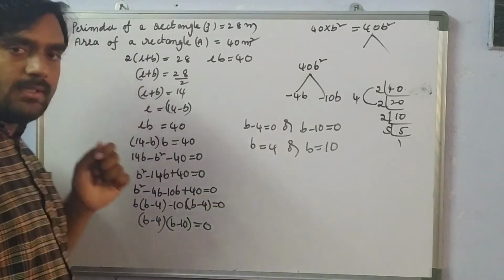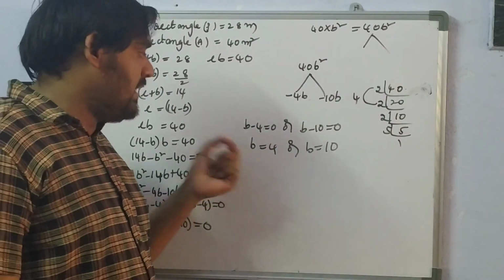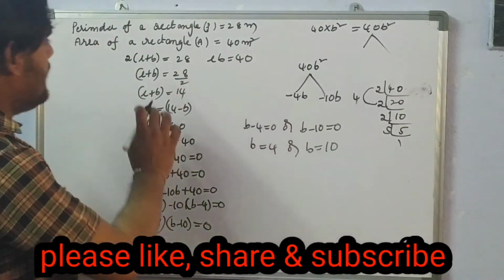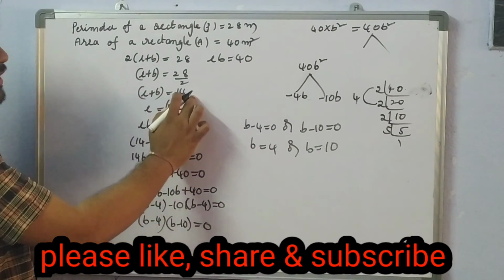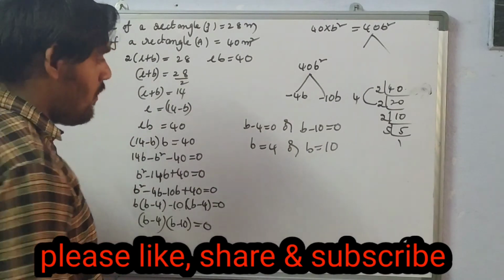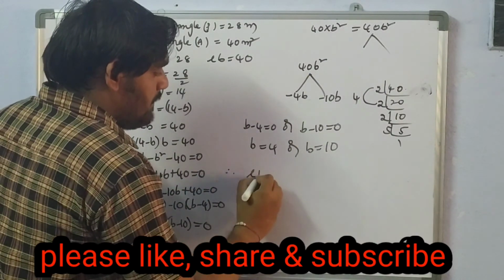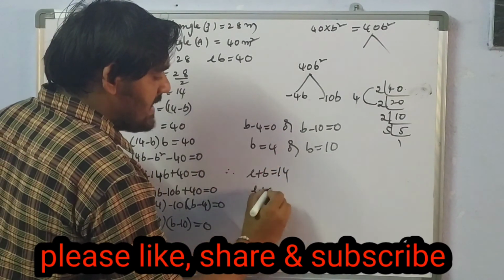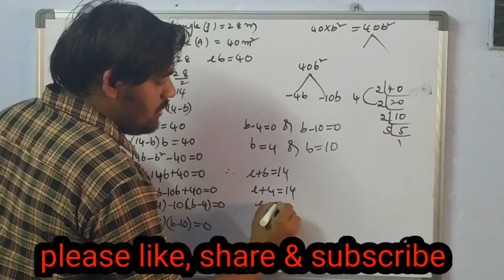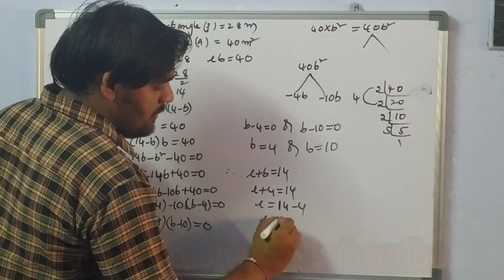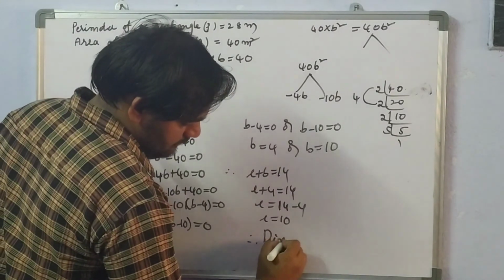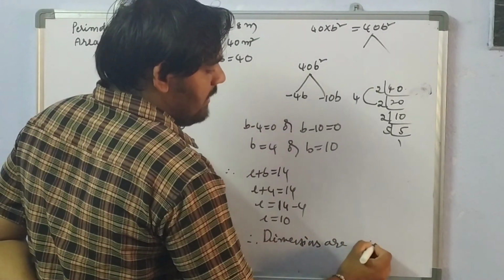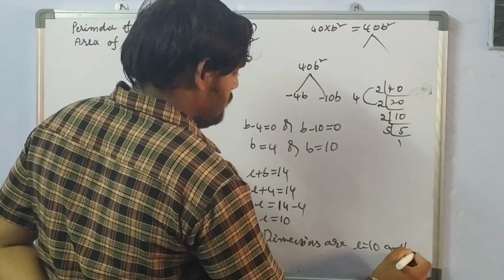Suppose if you take breadth is 4, we all know that breadth is B, we will represent. At that time, length will be, see here, L plus B is equal to 14, no? B is equal to 4, L is equal to 10. Now, L plus B is equal to 14. When you consider B is equal to 4, L plus 4 is equal to 14. L is equal to 14 minus 4, so L is equal to 10. Therefore, dimensions are L is equal to 10 and B is equal to 4.